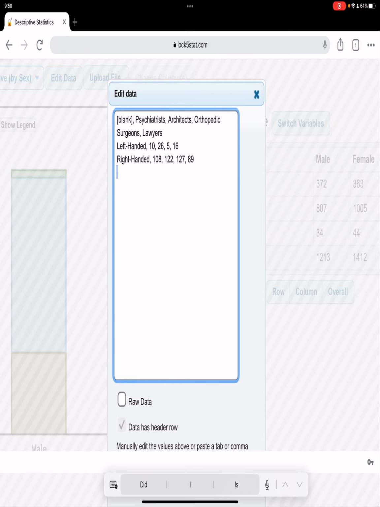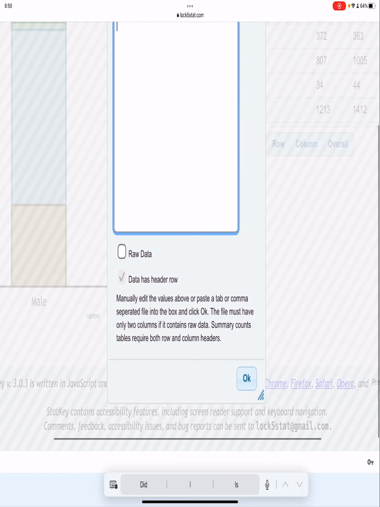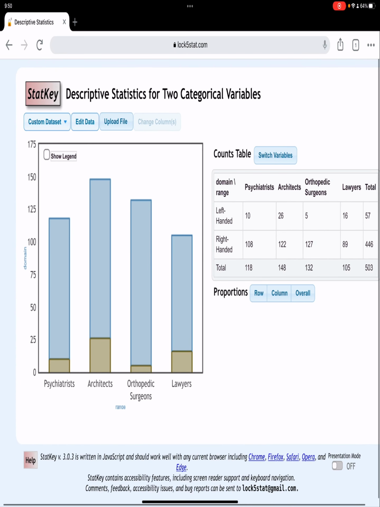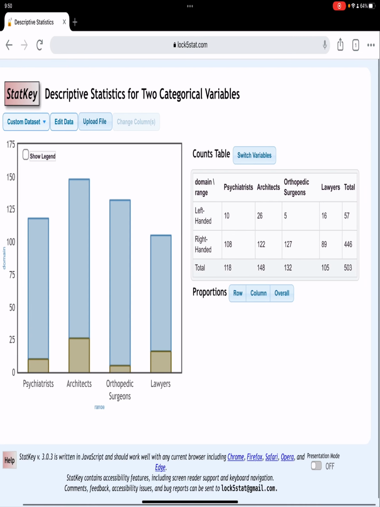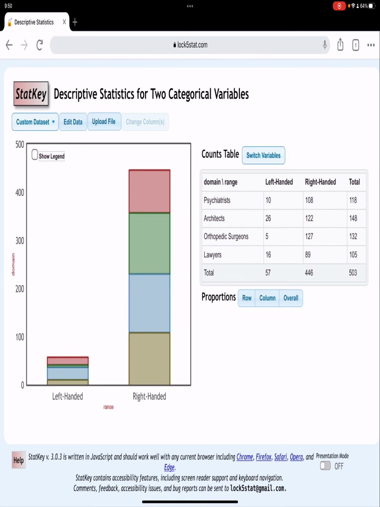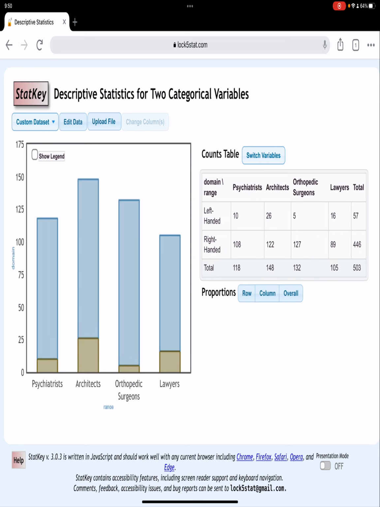Okay. And then I'm going to hit OK down here. And you'll see that I get a bar chart, or excuse me, a segmented bar chart for this data set. Now you can check over here to see that I've got my table that matches my table. It does give you an option to switch variables, so you could switch which one's in the rows and which one's in the columns. But I'm going to leave it the way that we just did it.